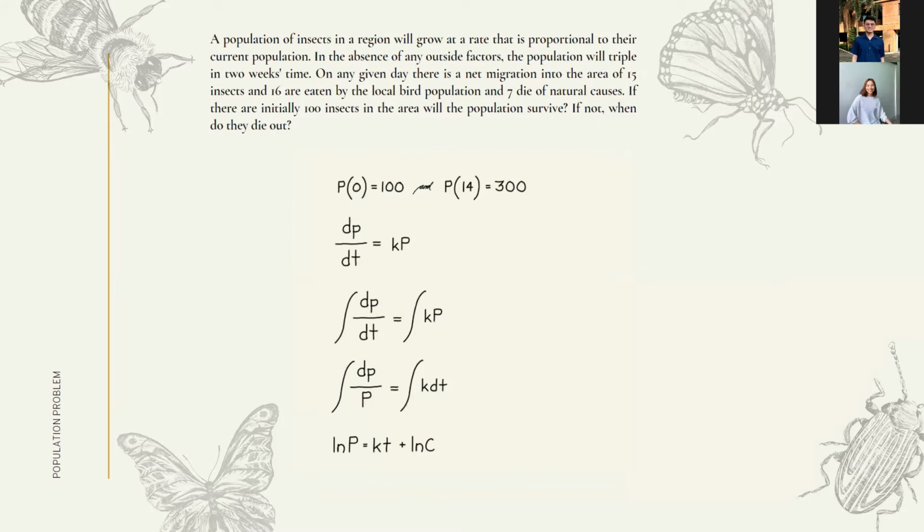We will use the fact that the population triples in 2 weeks' time to help us find k, as the initial number of insects is 100, and in 2 weeks' time, or 14 days, the number will triple to 300 insects. This could be presented as seen below. Given the standard form for solving decomposition and growth problems, it can be broken down into a general solution to solve for the population at any given time.